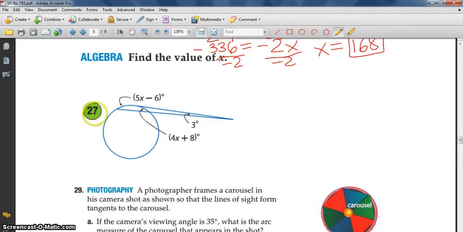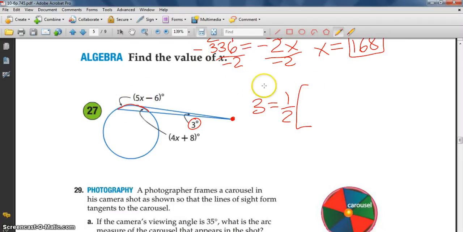Similar type of problem on number 27. We just have to use a little algebra here. So we have a tangent line and a secant line intersecting outside of the circle. So if the vertex is outside of the circle, you take half of the difference of the two arcs inside of this angle. So think of this as a mouth, and it's opened up to this arc and this arc. So the angle, which we know is 3 degrees, is equal to half of the difference of those two arcs.